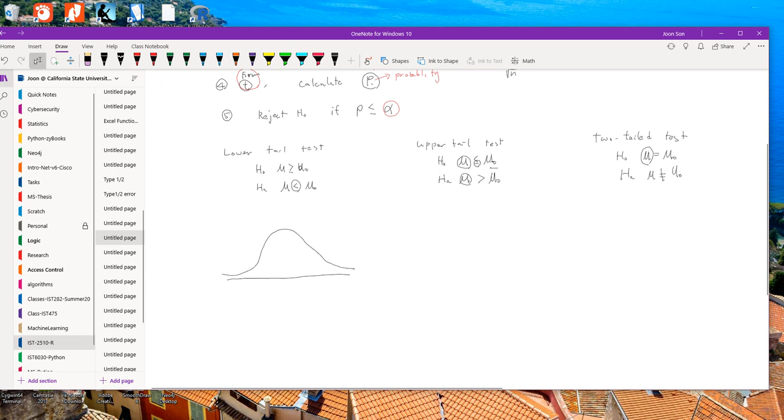Okay, so that's a lower test. Okay, so let's see. And then let me just draw. So this is normal distribution, and then finally we have a third one, right?